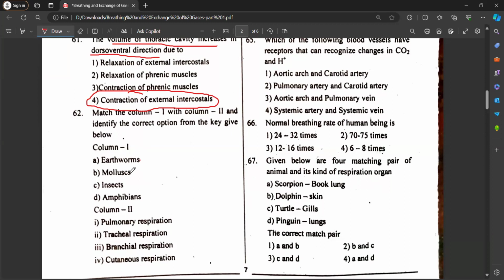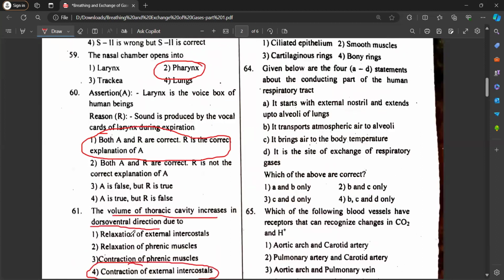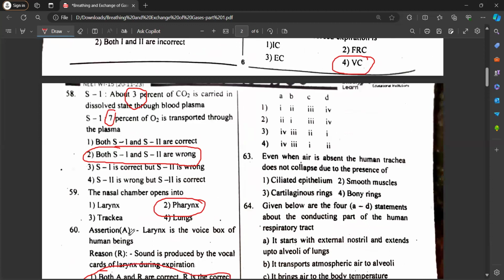Mollusks have gills. Mollusk has gill respiration, that is branchial. Insects have tracheal respiration. Amphibians have pulmonary respiration. Earthworm has cutaneous respiration. Therefore, the options are 4, 3, 2, 1. So, the third one is going to be the option for it.